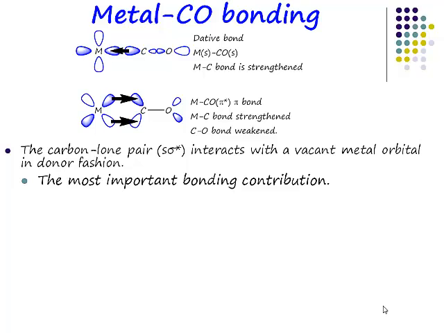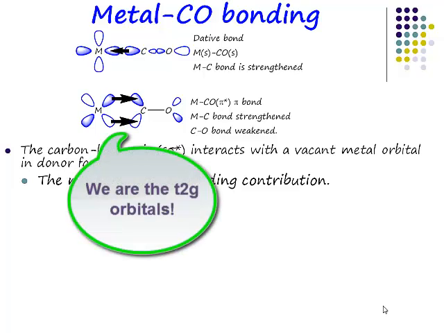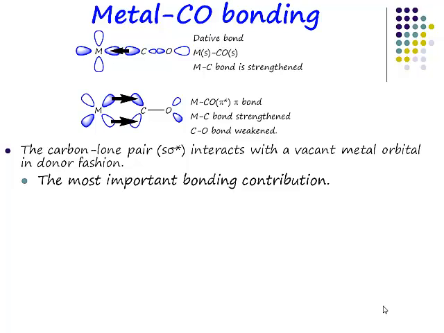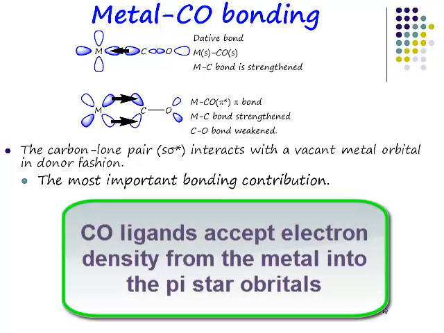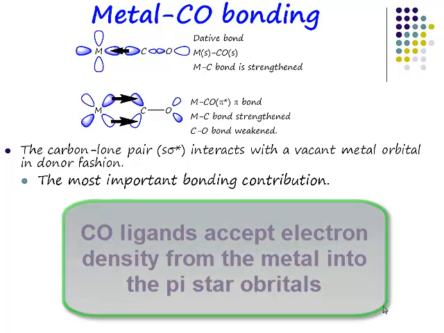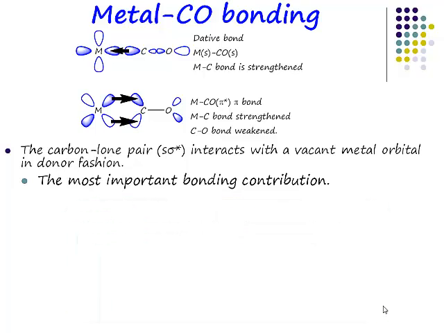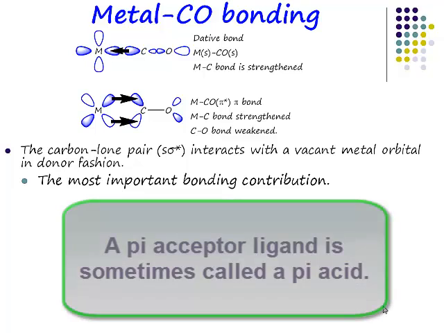And in this case, of course, these are the T2G orbitals. And these two T2G orbitals are occupied. They are occupied with electrons. However, the pi star orbital is not occupied with electron density. So this is what's special about carbon monoxide ligands. Carbon monoxide ligands can accept electron density from the transition metal to the pi star orbitals. And that's what's meant by a pi acceptor ligand, or sometimes called a pi acid.